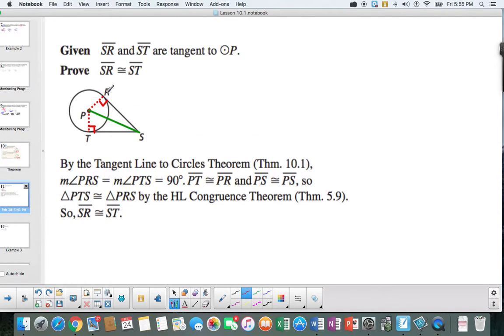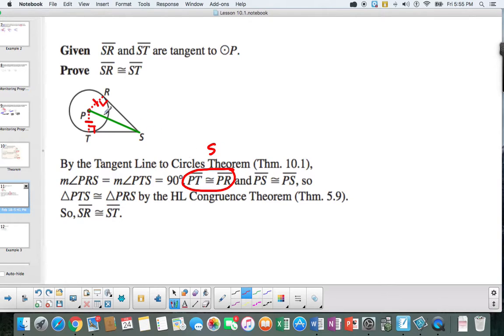Now here are the two tangents right here. Since they're tangents, I know they're making a right angle with a radius. Then I'm going to connect point P and S because I want to create two triangles. Now I know that the radii are congruent to each other, and that's right here. So that's going to be an S pair.